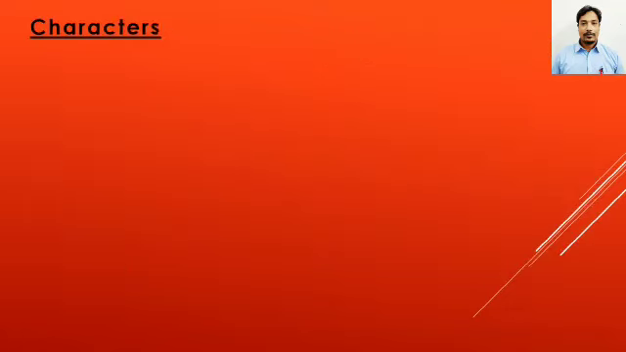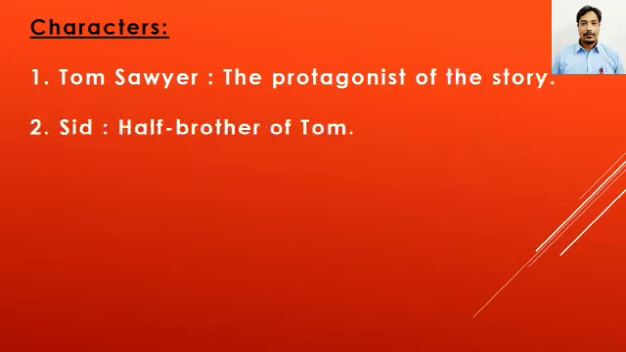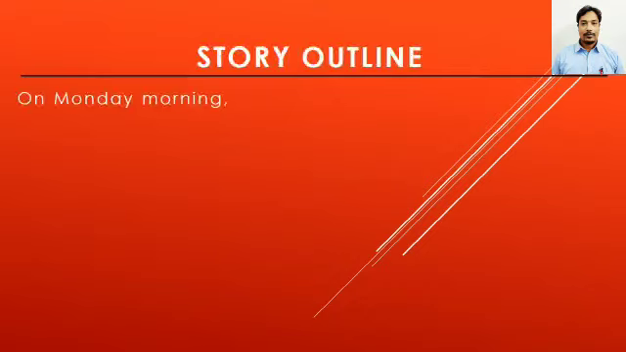Now take a look about the characters of the story. Number 1, Tom Sawyer, the protagonist of the story or the central character of the story. Number 2, Sid, Tom's half-brother. Number 3, Aunt Polly. And number 4, Mary, Tom's cousin. Now we are going to discuss the short summary of the story.